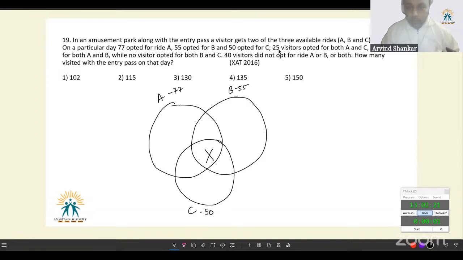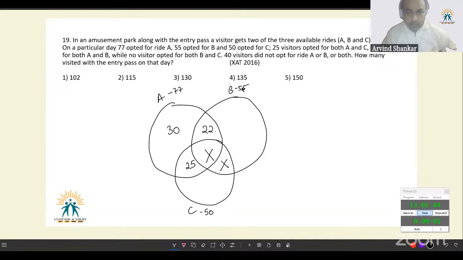Fine. 25 visitors opted for A and C. A and C, only space left is here. So this is 25. 22 opted for both A and B. So 22 here, 22 here, 25 here. I can happily put this down as 30. Number is known. While no visitor opted for both B and C.